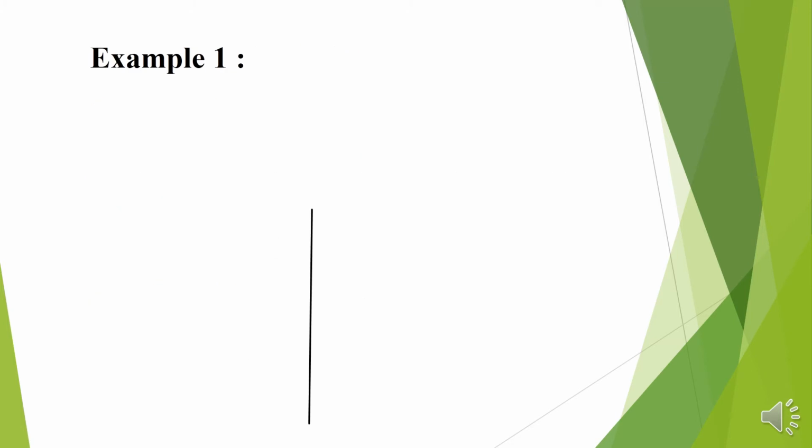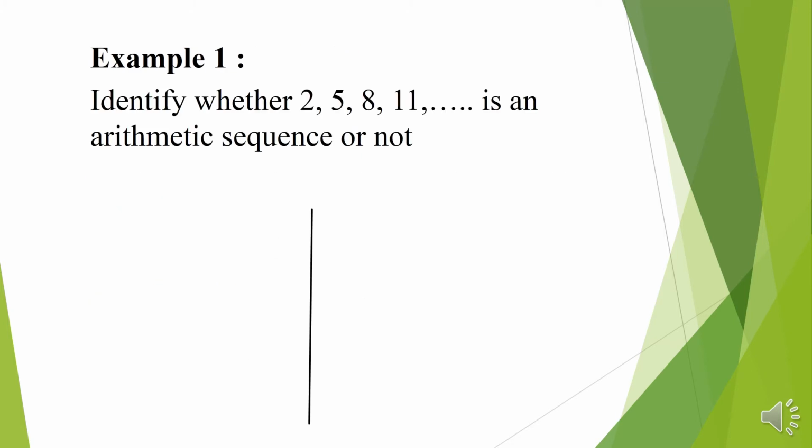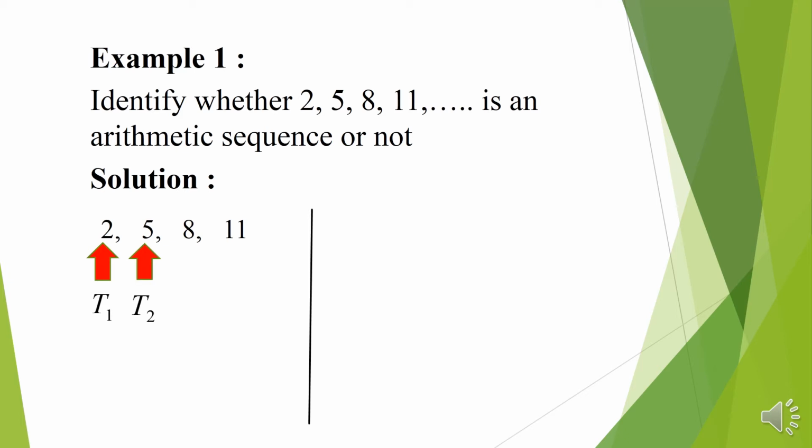Okay, let us look at example 1. Identify whether 2, 5, 8, 11 is an arithmetic sequence or not. Let's see the working for this sequence. Let us assume 2 is term number 1, T1, 5 is term number 2, T2, 8 is term number 3, T3, and 11 is term number 4, T4.